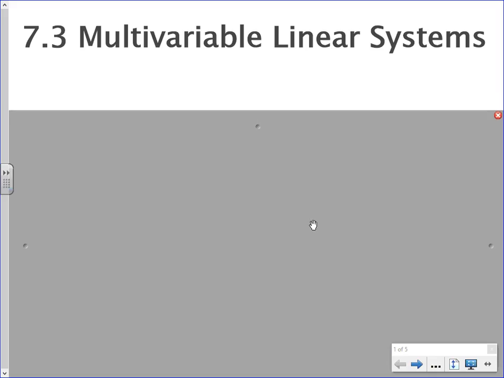Okay, so we're going to go to 3 variables, 3 equations. Before we get into solving them, I want to talk about what it means. When we have linear equations with 2 variables, we're in a 2-dimensional plane. They represent lines. When we have linear equations with 3 variables, that means we're in 3 space. And so a linear equation represents a plane. Okay? A linear equation represents a plane.